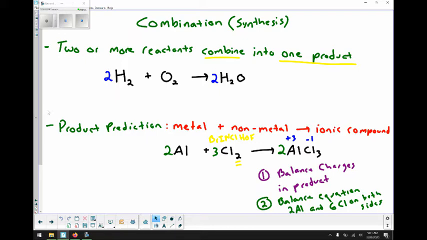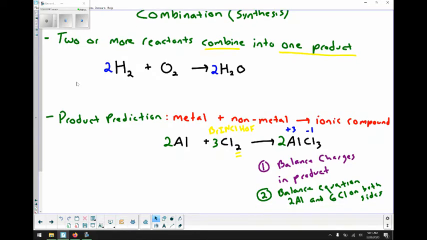Aluminum and chlorine are going to combine into aluminum chloride, and they're going to combine in such a way that their charges cancel out. So you have to balance the charges in the product, this +3 on aluminum and this -1 on the chlorine. Again, that determines how they combine. So aluminum, because of where it is on the periodic table, is +3. Chlorine is -1. So you need 3 -1s, 3 chlorides, to balance out the aluminum. So aluminum chloride is AlCl3.